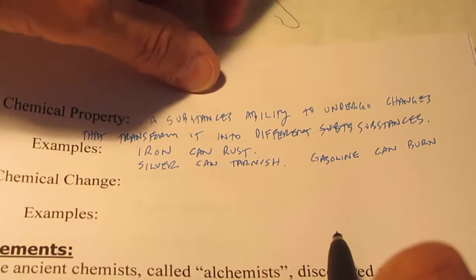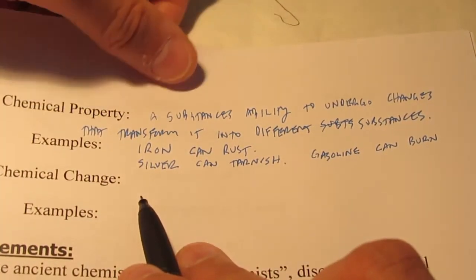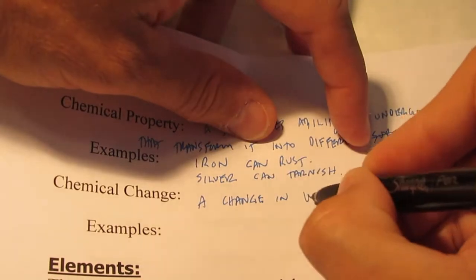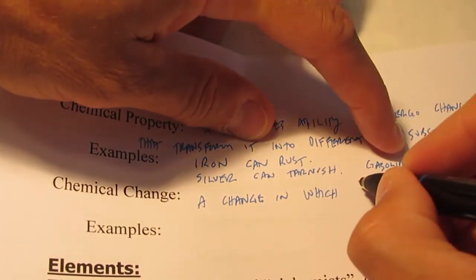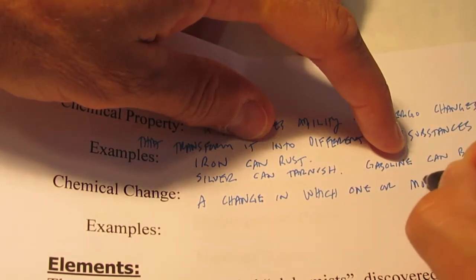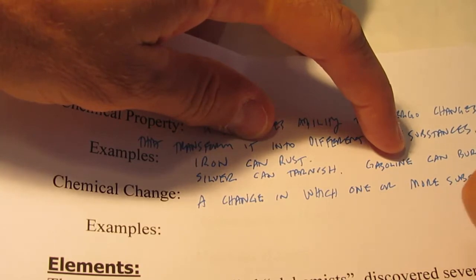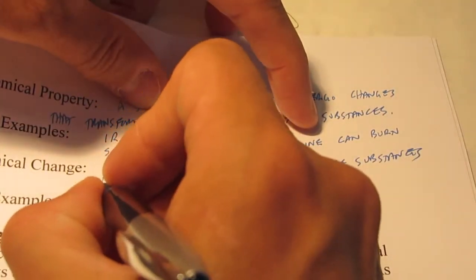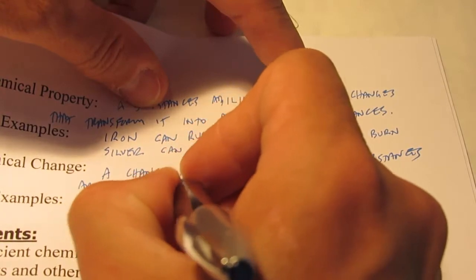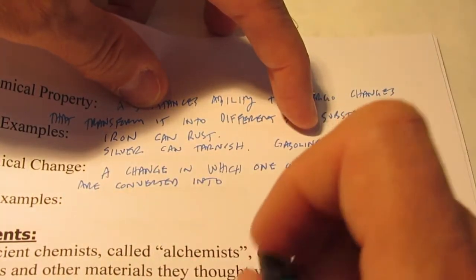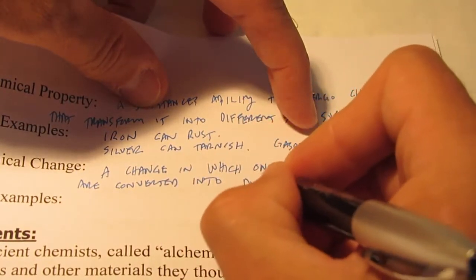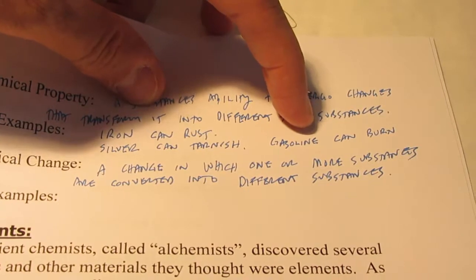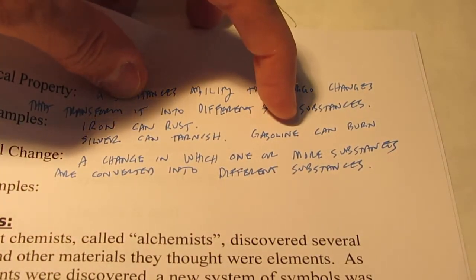Okay? All right, let's talk about a chemical change now. A chemical change is a change in which one or more substances are converted into different substances.